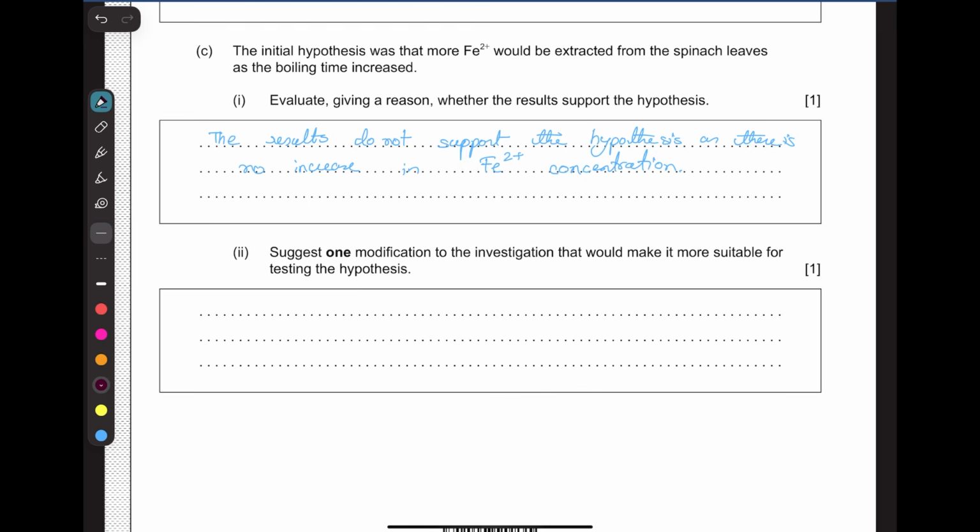Right. So clearly, you can say more data points should be collected to get a better idea about the trend.